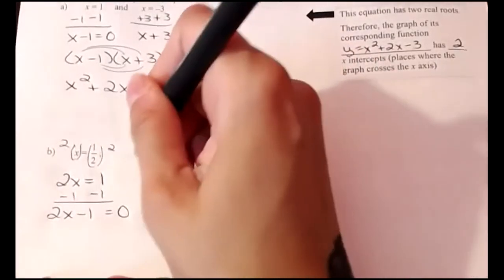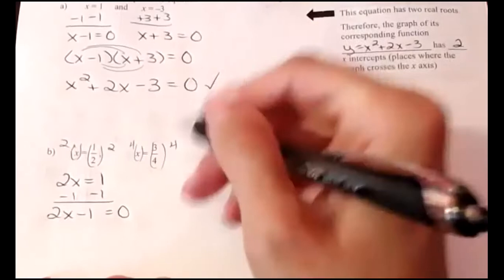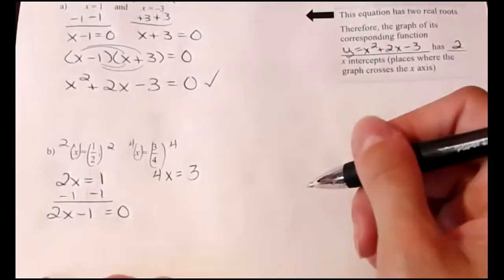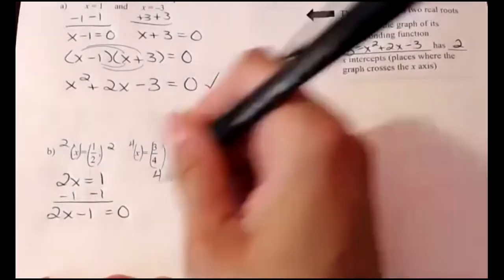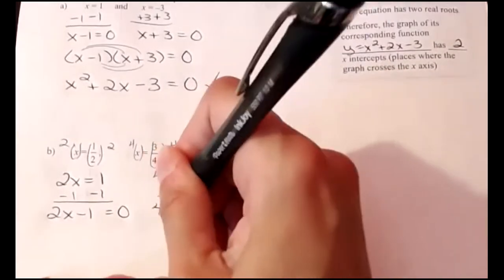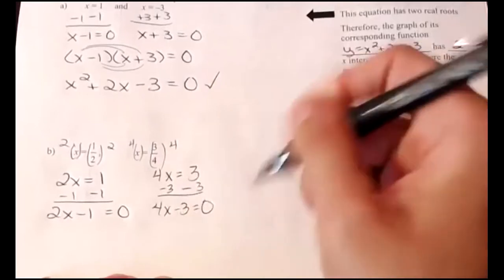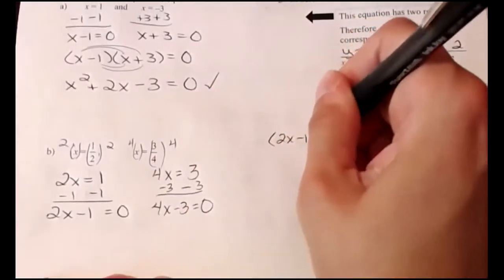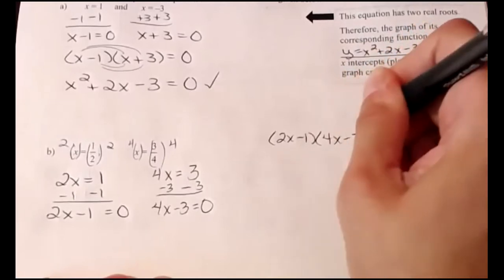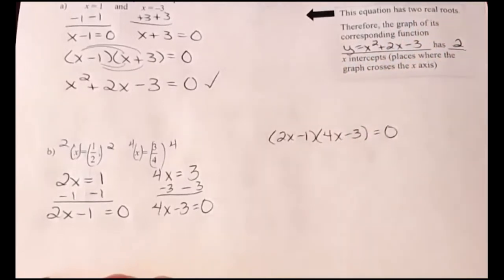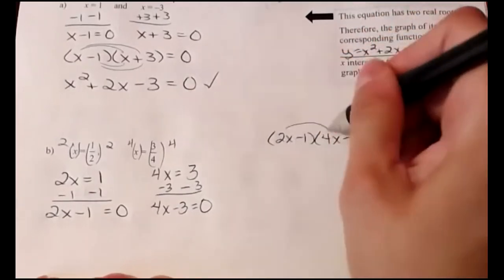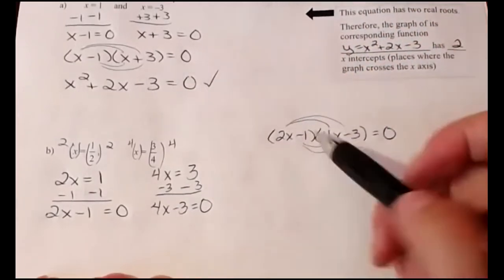For this second equation, let's multiply by 4. That gives me 4x is equal to 3. Subtract the 3, and we have 4x minus 3 is equal to 0. Here's my second factor. So let's go ahead and write 2x minus 1 times 4x minus 3 is equal to 0.